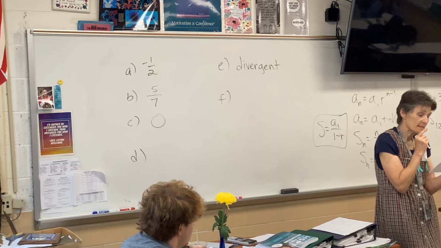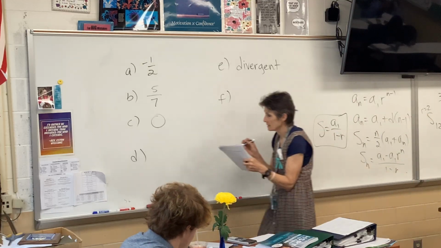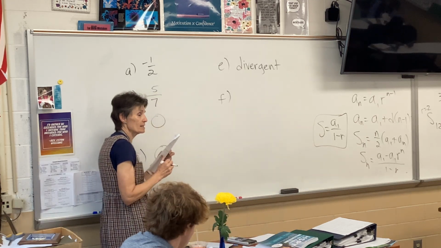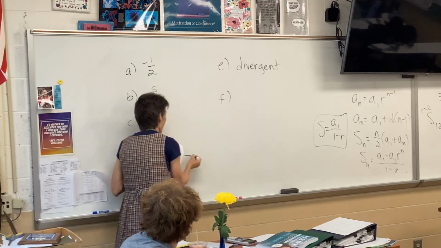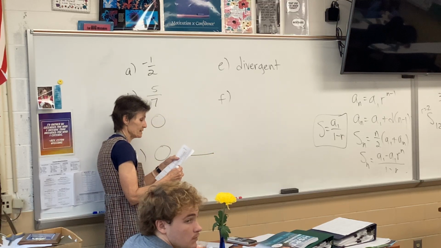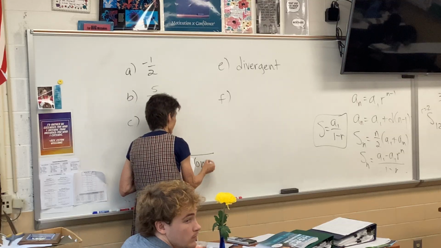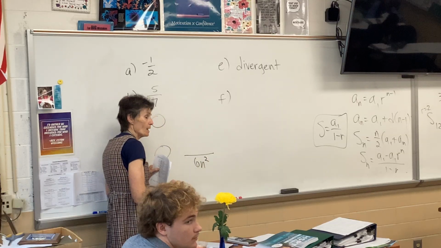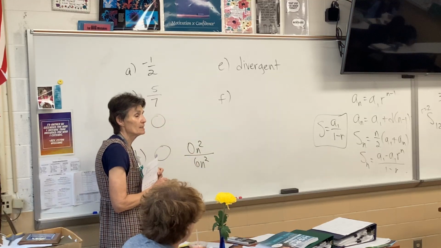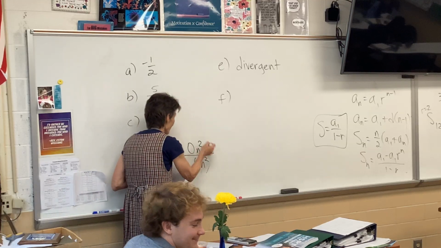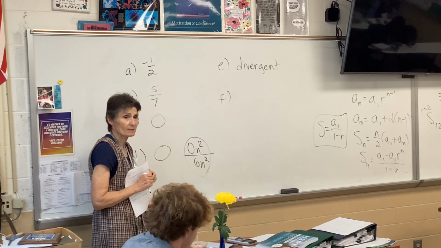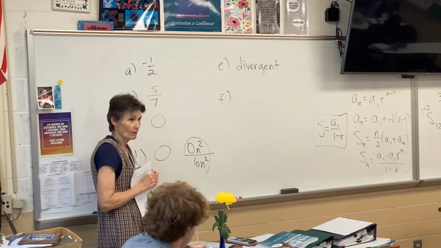D is 0, he says. I hope all of you agree with him, because he is right. The highest power in the problem, talking about problem D, is 6n squared on the bottom. How many n squareds do we have on the top? 9. So when you box that in, you get 0 divided by 6, which is 0.